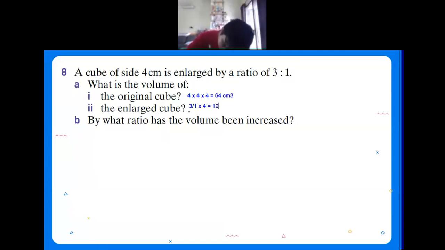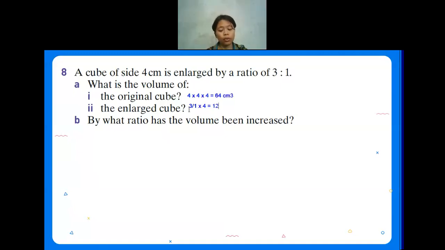Is there anyone who is confused? So the volume will be equal to the volume.